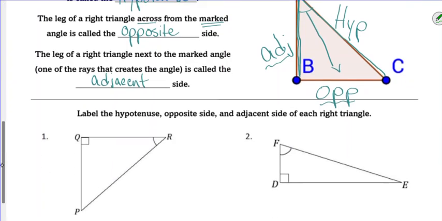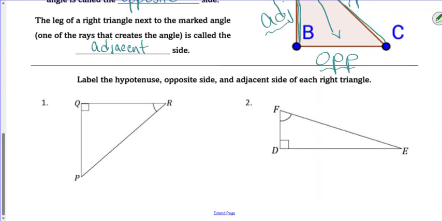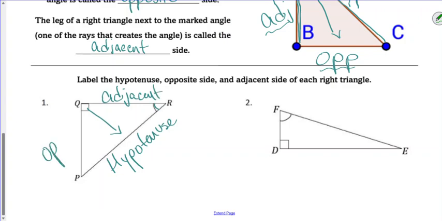All right, so we're just going to quickly use that vocab to label the hypotenuse, opposite side, and adjacent side in each of these right triangles. The hypotenuse is the easiest one. It's always across from the right angle. So that is that one, directly across from the right angle. This is my marked angle. The one that's next to it is called the adjacent side. And the one that's across from it is called the opposite side.